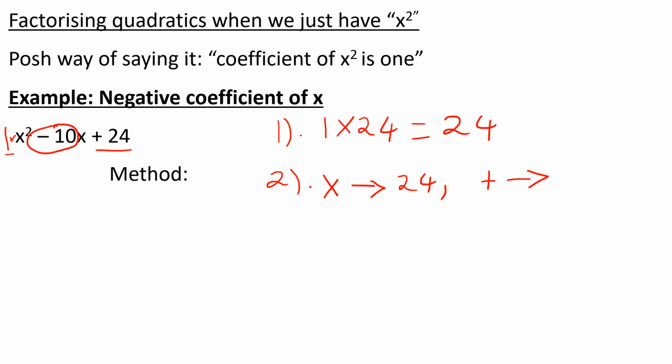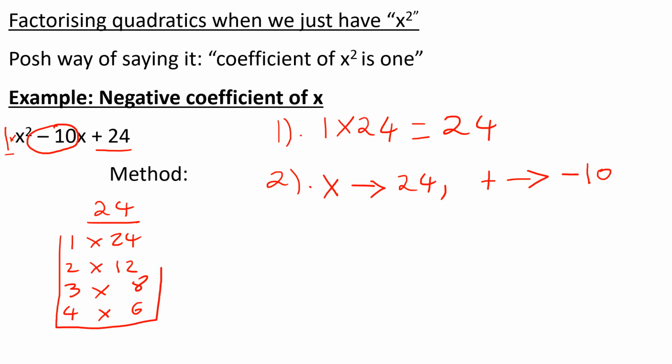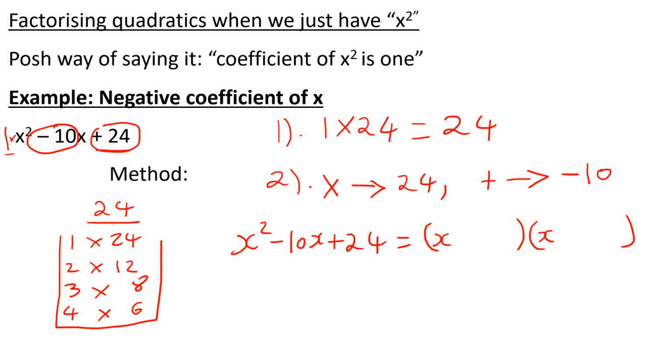So we need to remember our rules of negative numbers. So first of all, let's consider the factors of 24. We have 1 times 24, 2 times 12, 3 times 8, 4 times 6, and those are our factors of 24. Now, I know that when I factorize, I'm going to have two brackets, an x and an x. I need a pair of numbers that will multiply to give plus 24 and add to give minus 10.